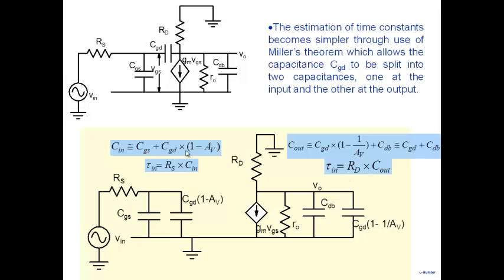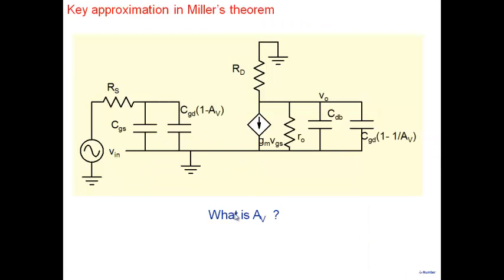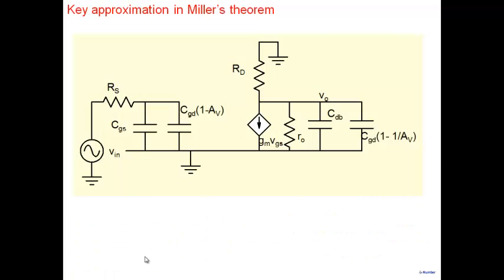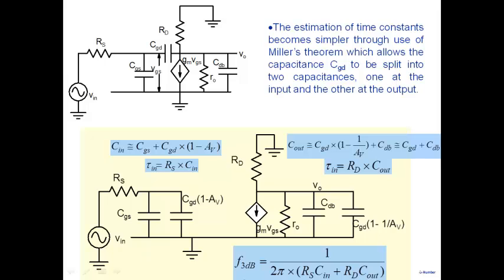And as all of you know, in Miller's theorem, the major problem is what is the value of AV, and we have said that use a value of AV, which is the low frequency value, right? Low frequency value, which is simply equal to GM times RD. All right, low frequency or mid frequency value. So that's what we do. And so then the frequency response is straightforward.